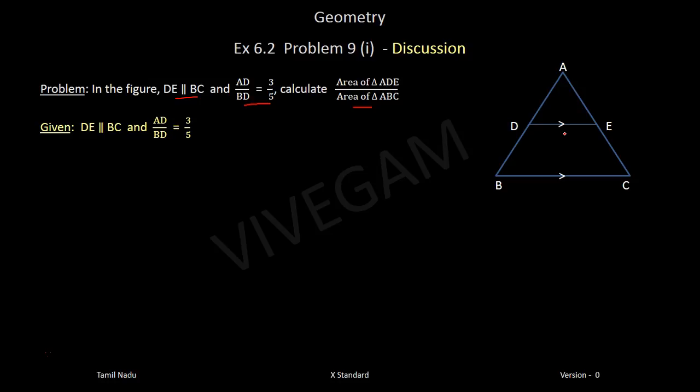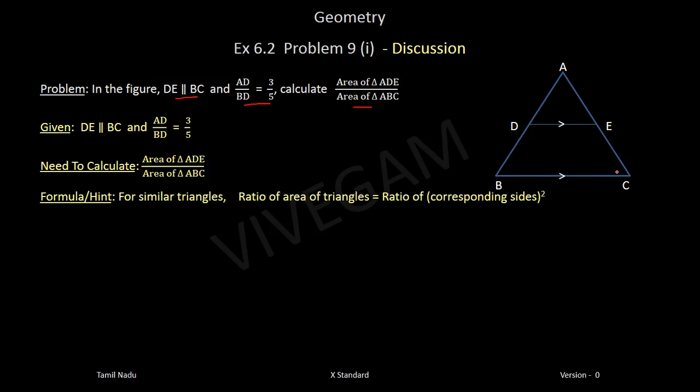So what is given? DE is parallel to BC and AD by BD equal to 3 by 5. We are asked to find the ratio of these two triangles, ADE and ABC. Okay. So for similar triangles, the ratio of the areas of triangles equals the ratio of corresponding sides squared.